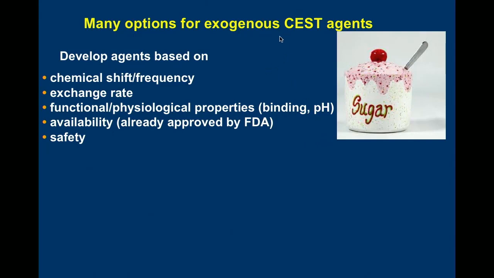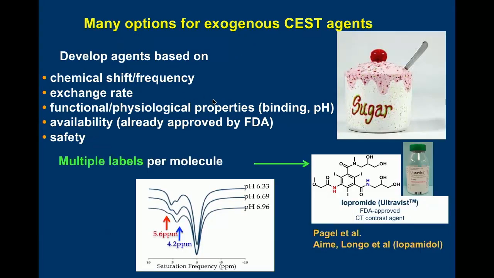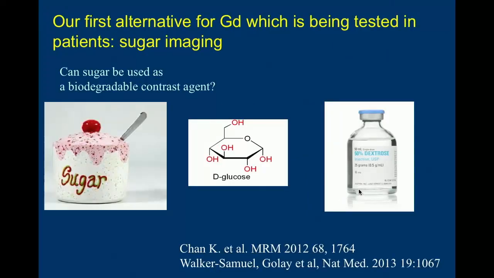There are many different options for exogenous CEST agents, with different shifts and different exchange rates. You can have agents with just one or two protons, and then you can have agents with multiple protons with different pH dependence to their exchange, agents such as iopamidol. One of the first patient studies that we've performed at our site is actually administering just dextrose, or glucose. This is the idea that sugar is a nice biodegradable contrast agent.